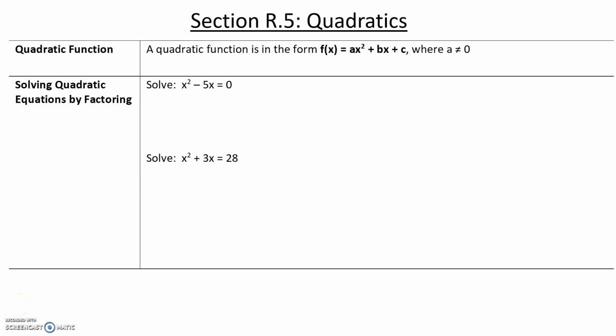In this section, we will talk about quadratic functions. A quadratic function is in the form f(x) = ax² + bx + c, where the highest degree is a 2, and the value of a is not equal to 0.